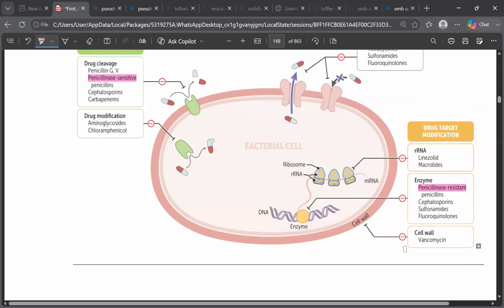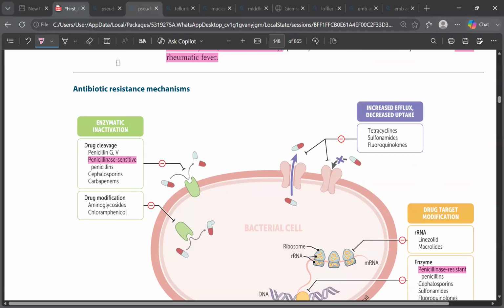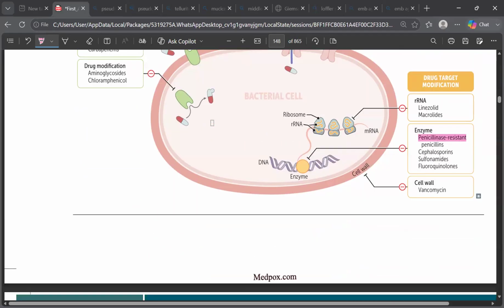And then we have the cell wall on which vancomycin acts, and the cell wall will inhibit the action of vancomycin to provide antibiotic resistance mechanisms.